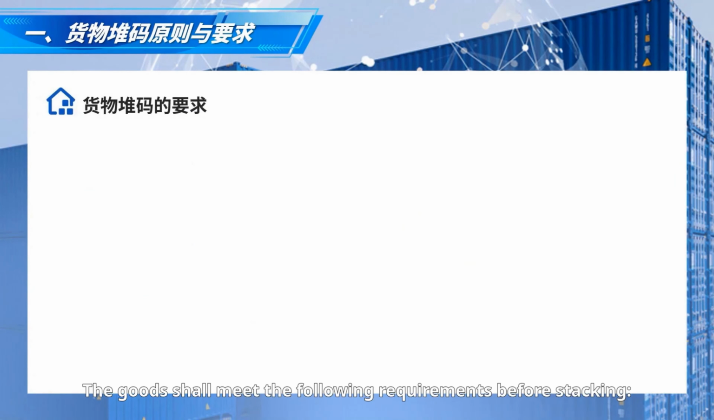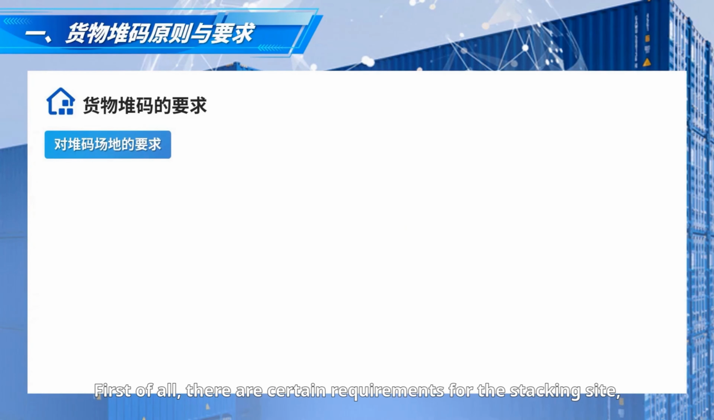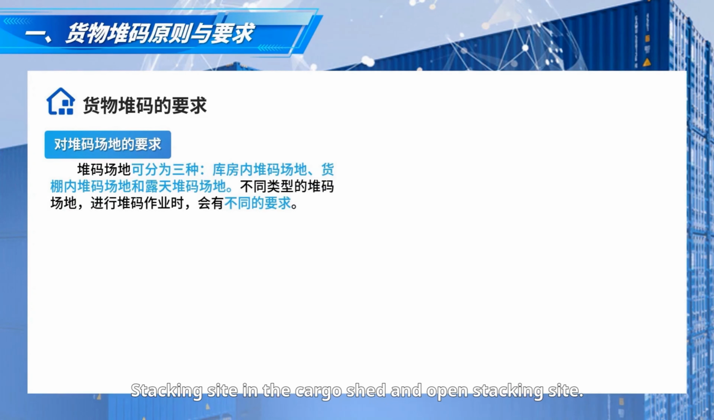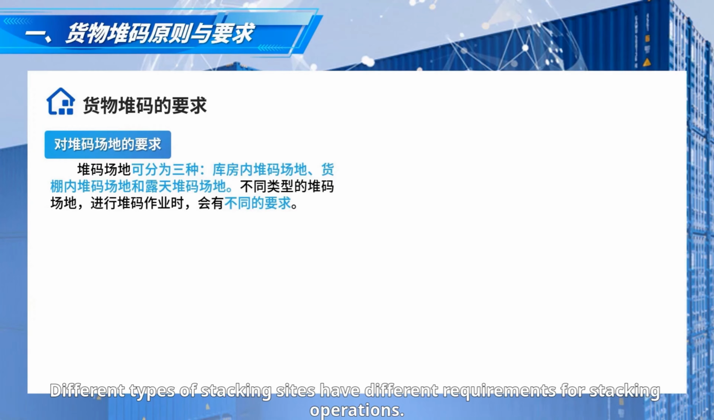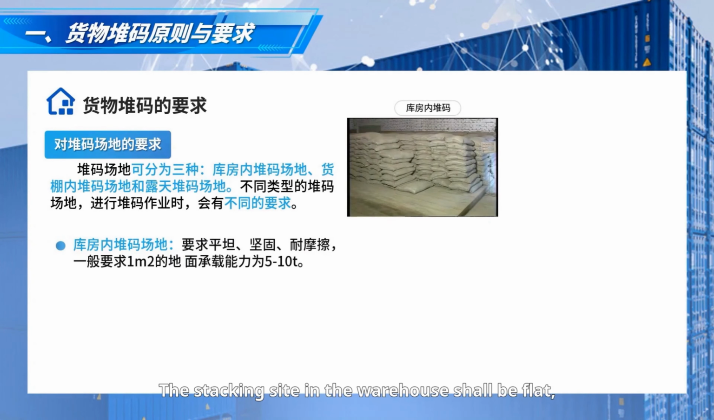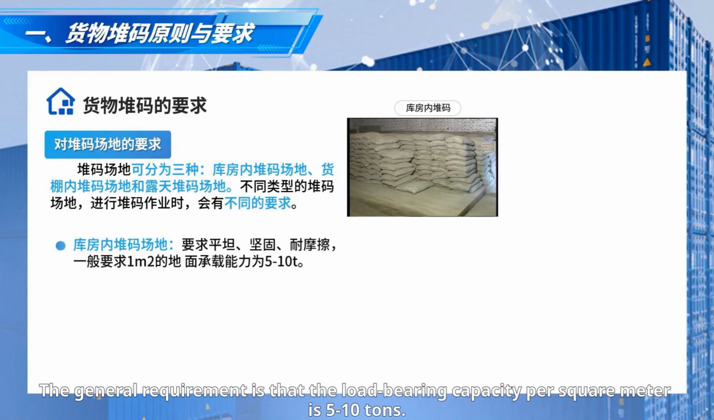In addition, the goods shall meet the following requirements before stacking. First of all, there are certain requirements for the stacking site. The stacking site can be divided into three types: the stacking site in the warehouse, the stacking site in the cargo shed, and the open stacking site. Different types of stacking sites have different requirements for stacking operations. The stacking site in the warehouse shall be flat, firm, and friction resistant. The general requirement is that the load-bearing capacity per square meter is 5 to 10 tons.